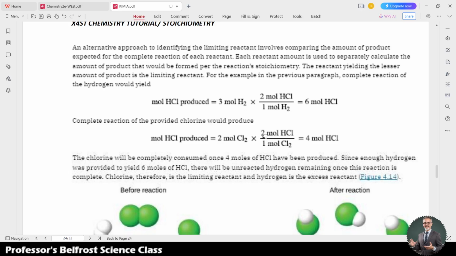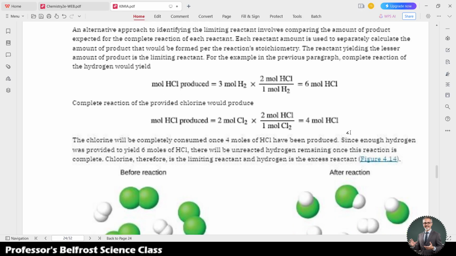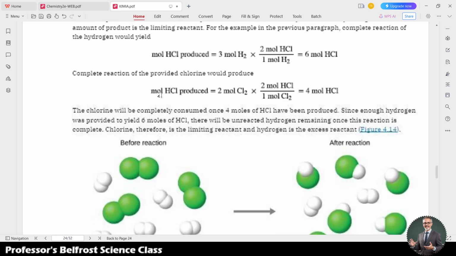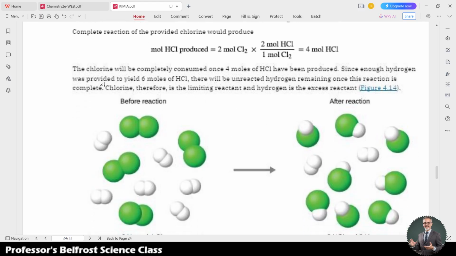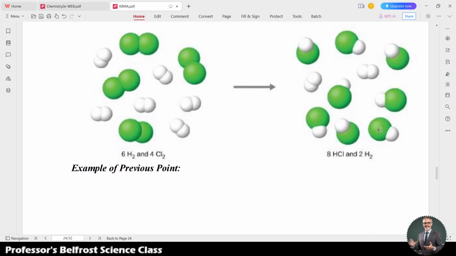2 moles of chlorine times 2:1 gives 4 moles of hydrogen chloride, and the chlorine will be completely consumed once 4 moles of hydrogen chloride have been produced. Since enough hydrogen was provided to yield 6 moles of hydrogen chloride, there will be unreacted hydrogen remaining when the reaction is complete. So the limiting reactant is chlorine, and hydrogen is the excess reactant.